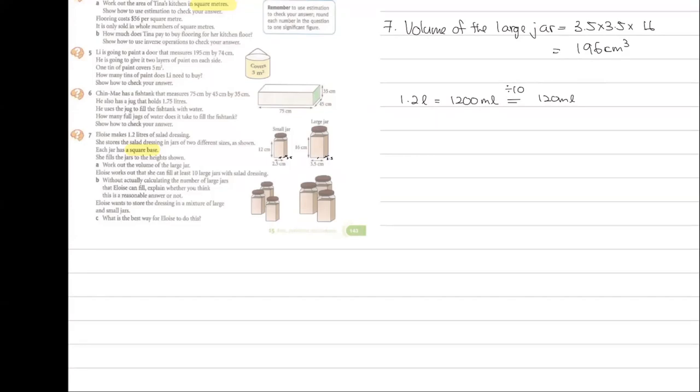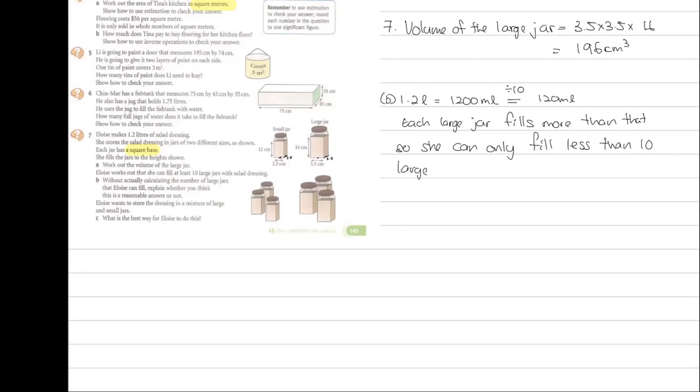You cannot fill at least 10, you can fill fewer than 10, because each large jar can fill up to 196. So here you can see, 120, each large jar holds more than that. So she can only fill fewer than 10 large jars.